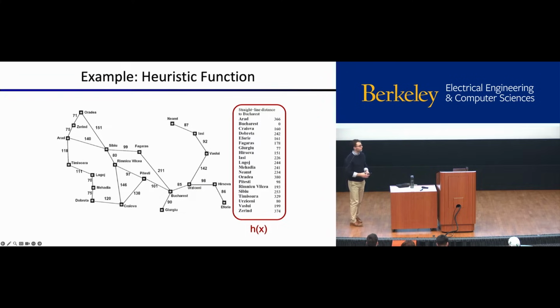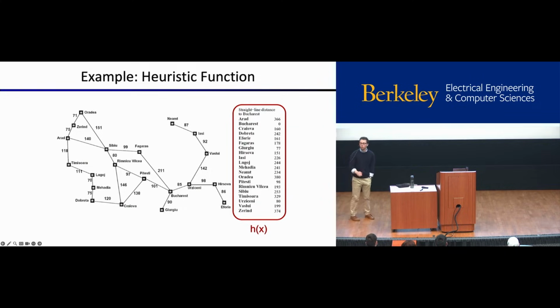It takes in a state. The state might be Arad, right? Arad's at the top. And it will give us a real number. And that real number says how much do I estimate it's going to cost me to get to the goal from this state. And so we see 366 kilometers. And I think that's the straight line distance from Arad to Bucharest.